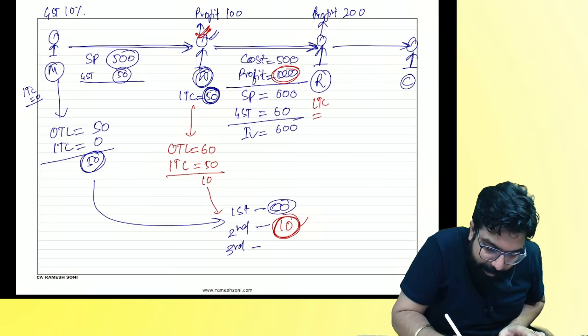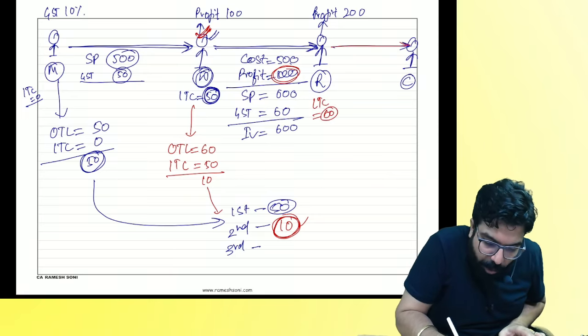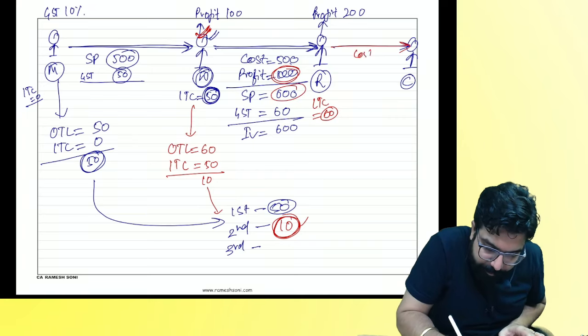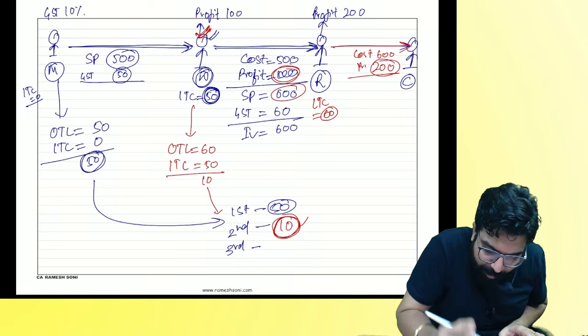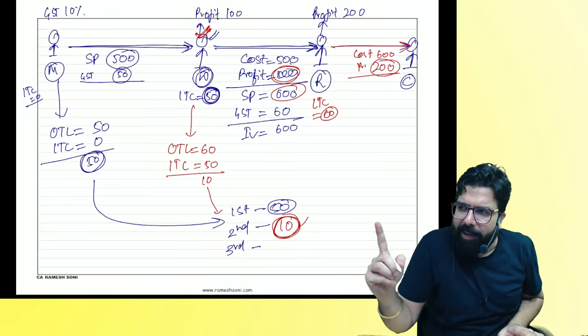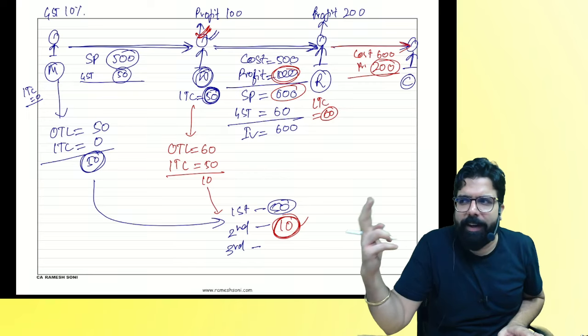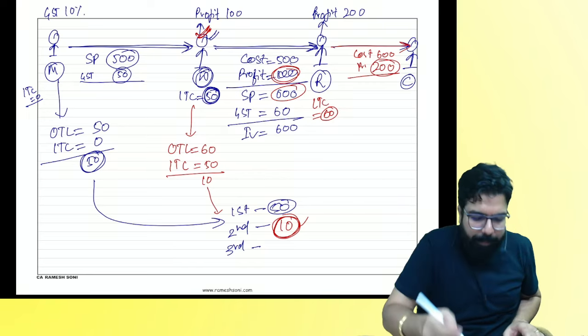100. Input tax rate is how much? 60. His cost is how much? 600. Profit is how much? 200. Value addition is how much? 200 actually. 200 per 10% is 20. That the government should get. You guys agree with me?